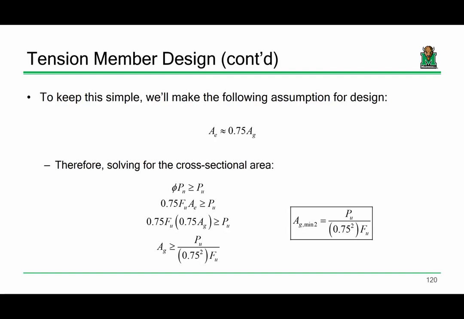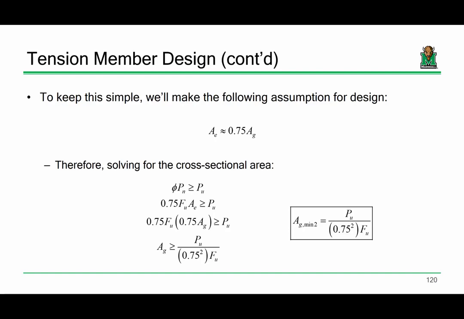It's a guess. But we got to start somewhere to get a section worth investigating. So if we plug that in here and we solve for the gross area, we get the following expression. Now, why do we have 0.75 squared? Well, we got 0.75 floating in there. One of them is our phi value, and one of them comes from this assumption.